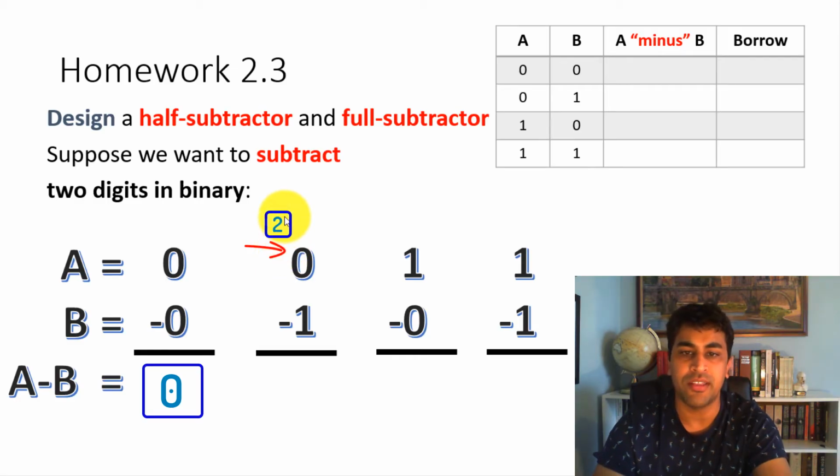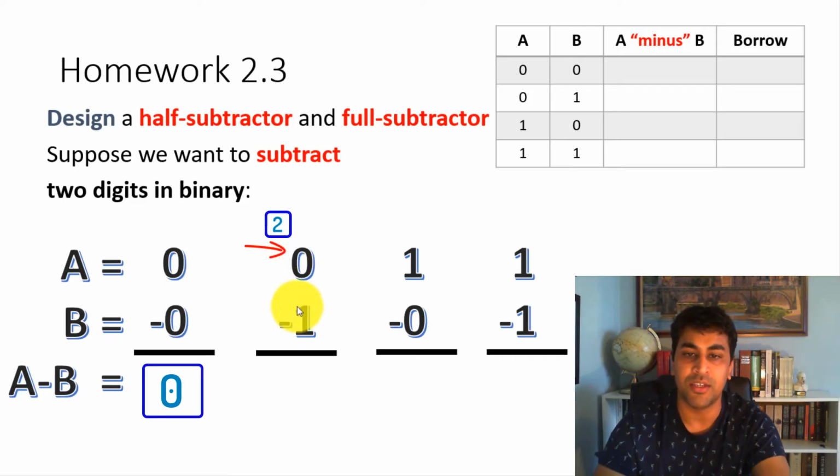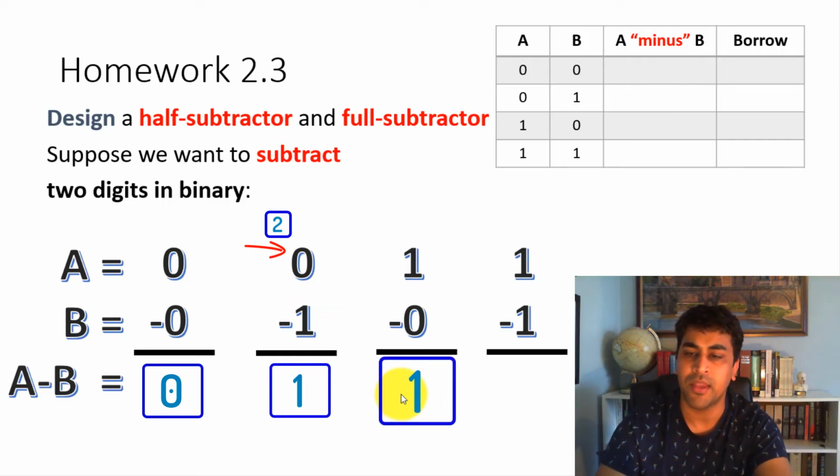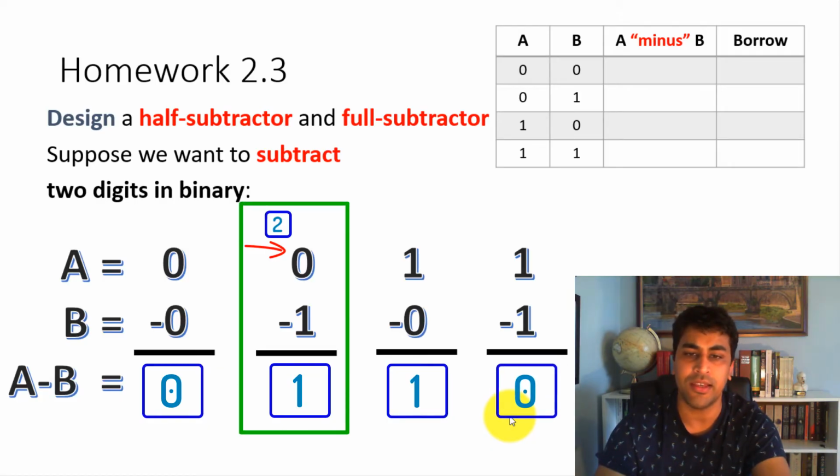If we borrow, then we'll get a 2. And this 2 units will allow us to subtract this 1 unit. Notice that if you are borrowing in base 3, you would borrow 3 units. If you are borrowing in base 10, you would borrow 10 units, and so on. So 0 minus 1 before the borrow becomes 2 minus 1 after the borrow. So 2 minus 1 is 1. 1 minus 0 is 1. And finally, 1 minus 1 is 0. Notice that this is the only case where we require the borrow.